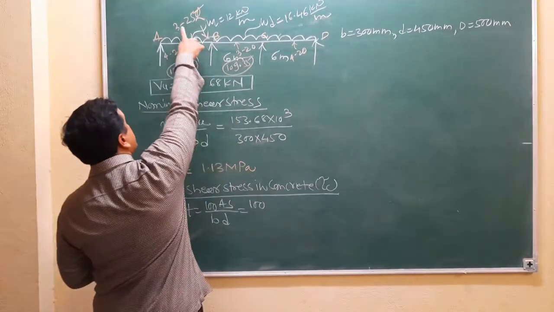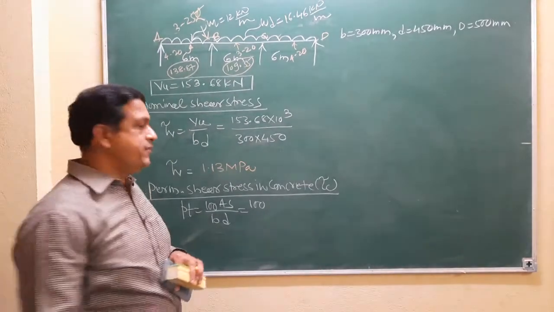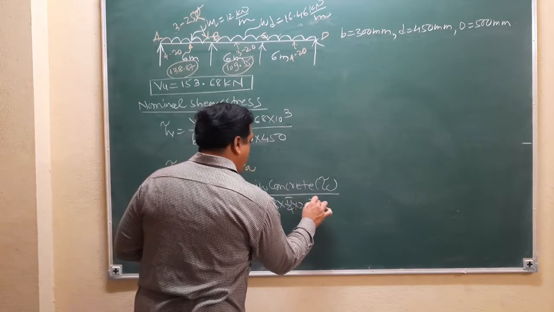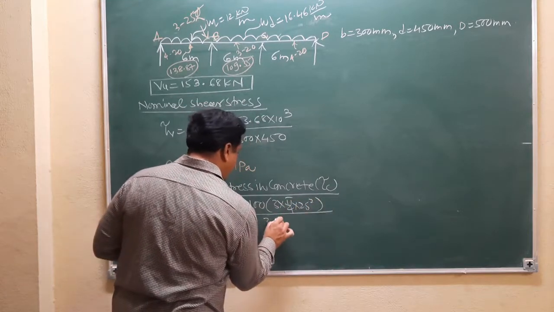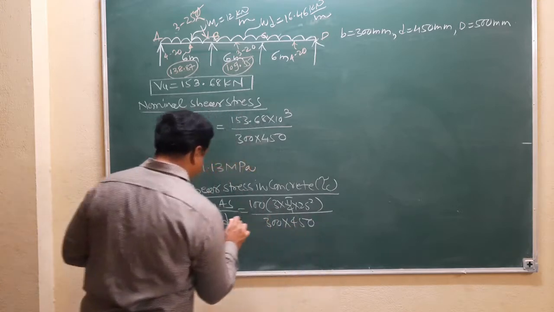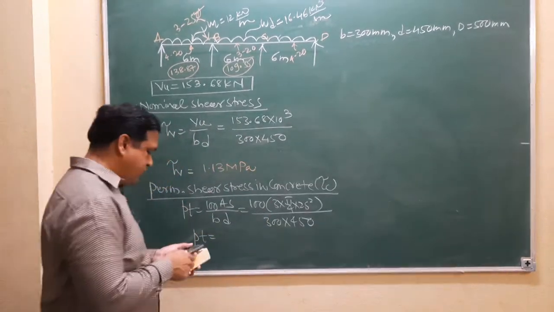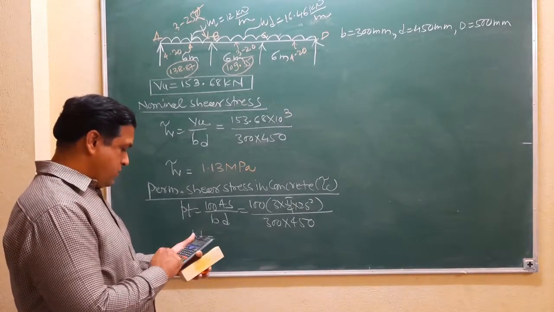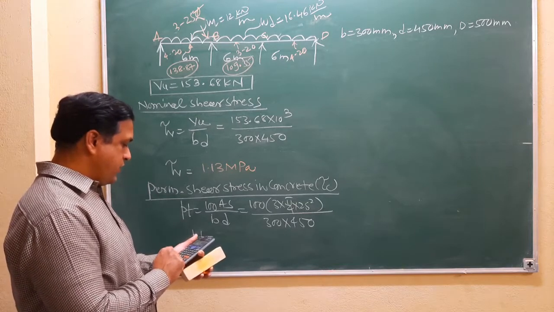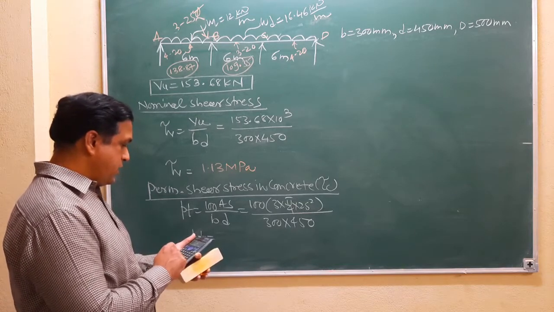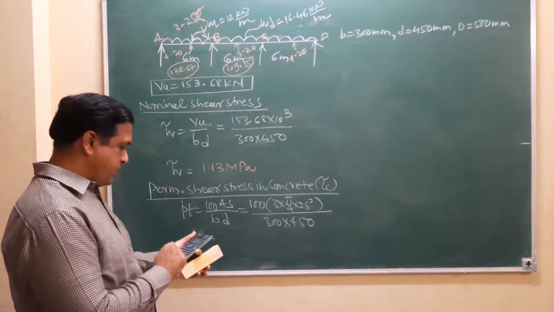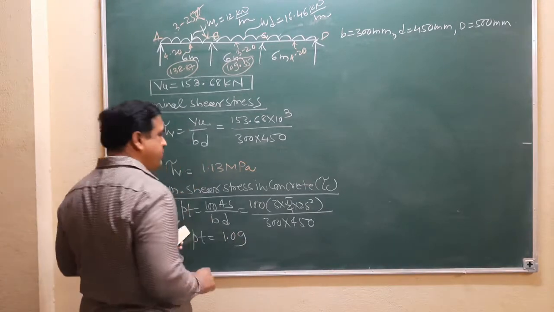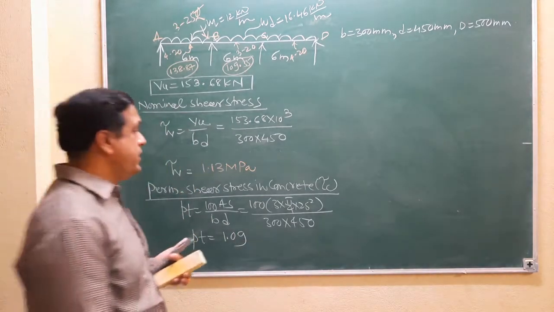At next to end support B, our steel is 3 bars of 25 mm. Width is 300 and depth is 450. Now, what is the value of PT? It is expressed by 4 into 25 into 25 into 3 into 100 divided by 300 into 450. So the value is 1.09.